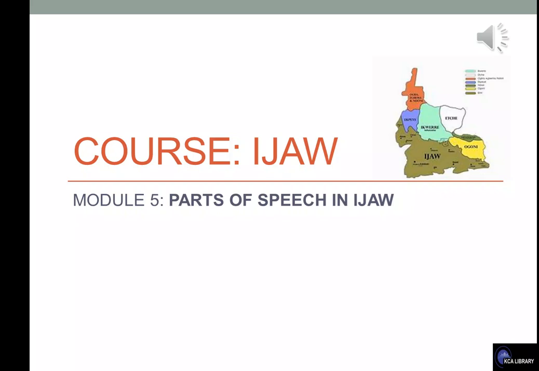The main part of speech you will study include nouns, pronouns, verbs, adjectives, adverbs, and conjunctions. Each of these plays an important role in communication. Nouns are naming words used for people, places, animals, and things. Pronouns are words used in place of nouns to avoid repetition, such as referring to a person without repeating their name. Verbs are action words that show what someone or something is doing.